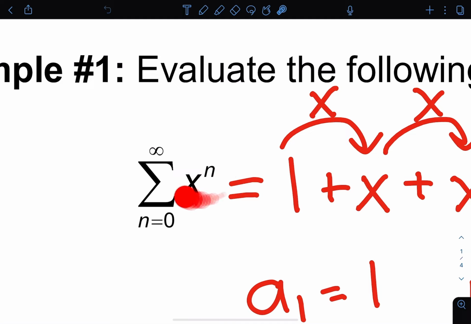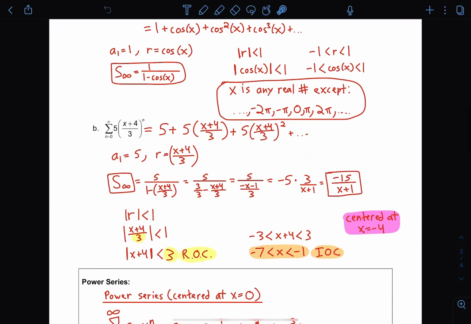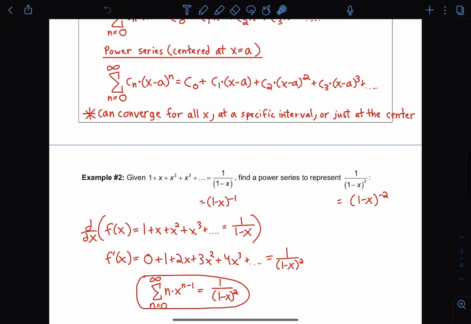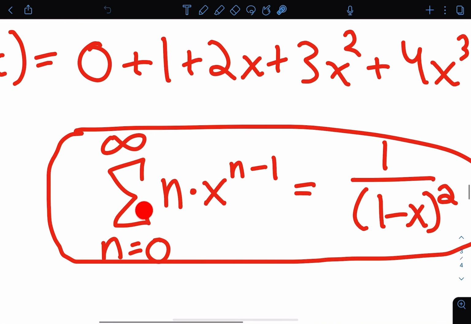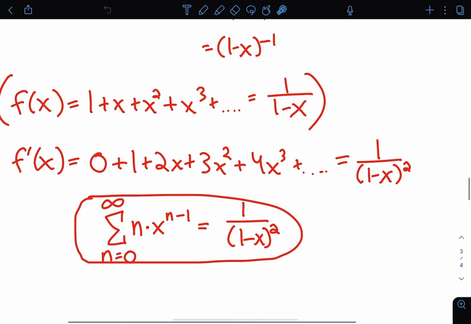So again, what did I do to all of these terms? I just took their derivative. And so what am I writing in my sigma notation? Right? It's the power rule, right? That's all that is. That's crazy.